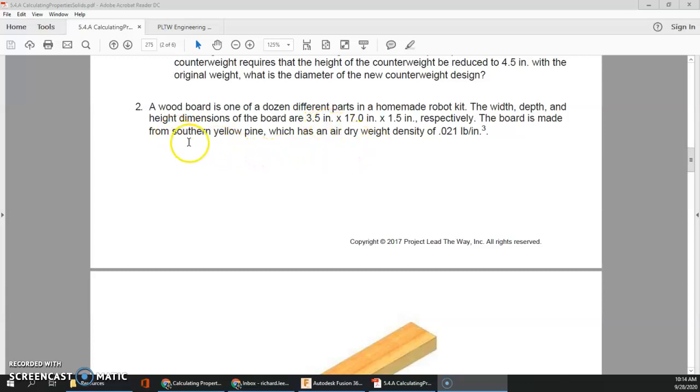Okay? And so these are made of southern yellow pine. And when you're talking about wood, you're always talking about the average density, because the density can vary based upon which part of the tree it was cut from, but we're just going to use the average density for southern yellow pine, which is in pounds per cubic inch. So that's in weight density.